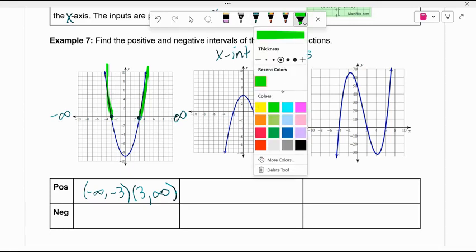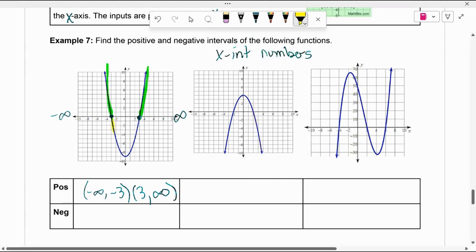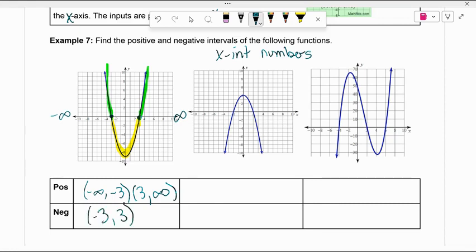And then for our negative interval, that's just the part in between. And that's not too bad because it just starts at -3 and it goes to 3. Those are always going to be parentheses.